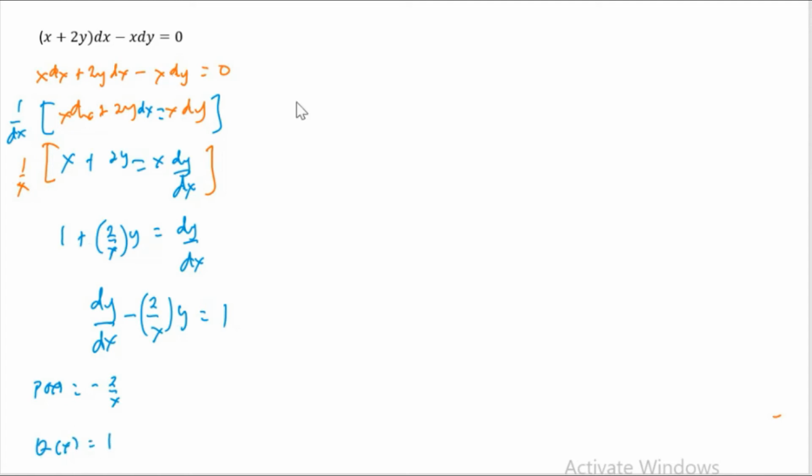Now solving for the integrating factor, we have e raised to the integral of p of x dx. So this will be now e raised to the integral of negative 2 over x dx, and take the integration on the exponent. So the integral of negative 2 over x dx is equal to, we have e raised to the negative 2 ln of x.